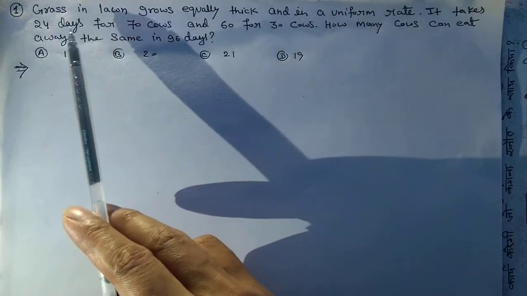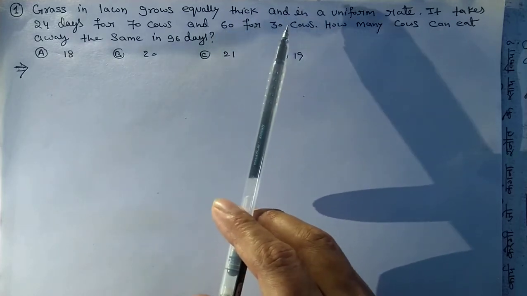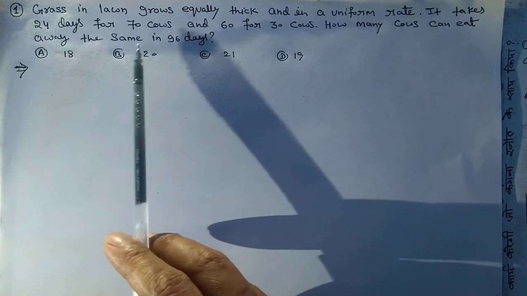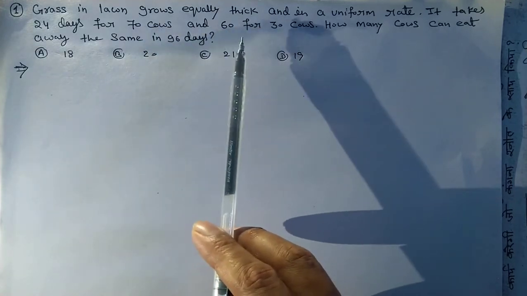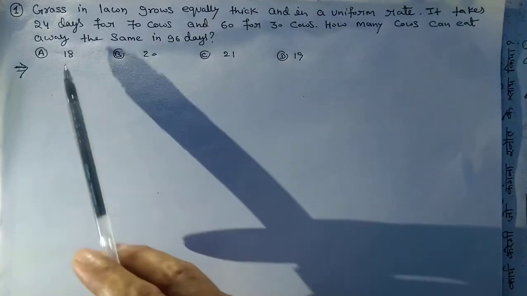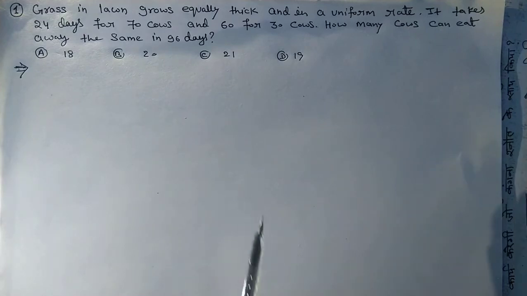The question is: grass in a lawn grows equally thick and at a uniform rate. It takes 24 days for 70 cows and 60 days for 30 cows. How many cows can eat away the same grass in 96 days?